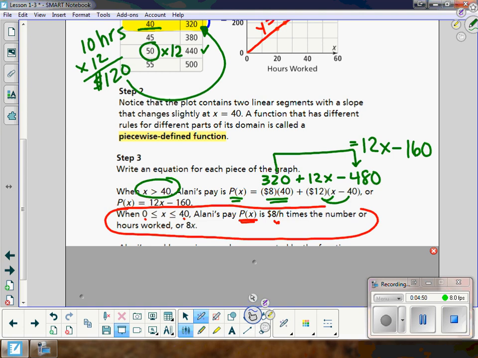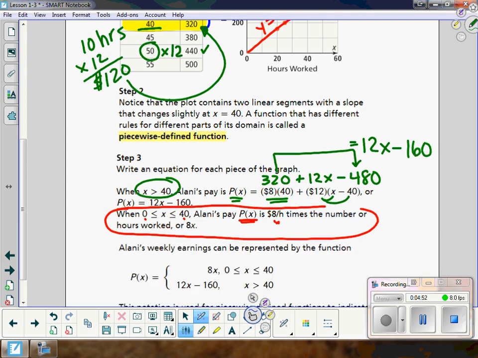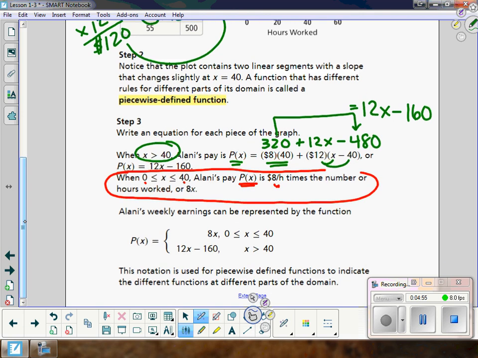Okay, and if I get rid of this gray square, you could see that is the piecewise function. When she goes from 0 to 40 hours, she's getting paid at a rate of 8x. But when she goes beyond 40 hours, she gets paid at a rate of 12x minus the 160 to adjust for the fact that she already received the 320. That might be a little bit confusing, but go ahead and try. We'll talk about it more in class tomorrow.